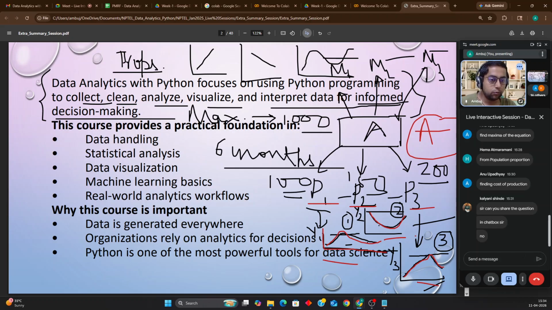Product P1 has sales data like this. P2 has sales data like this. And P3 has sales data like this for the last 6 months. The 6 months data trend I have provided to you.